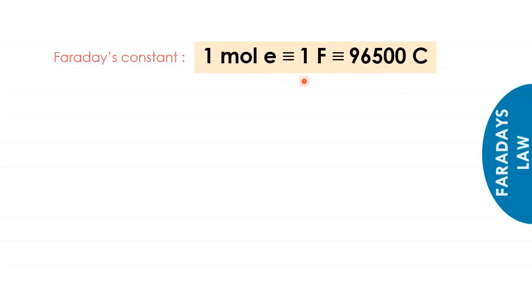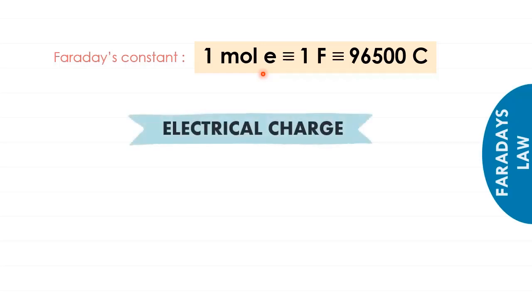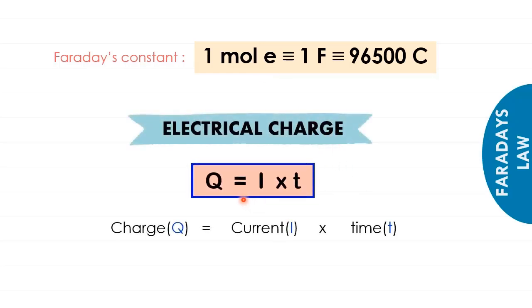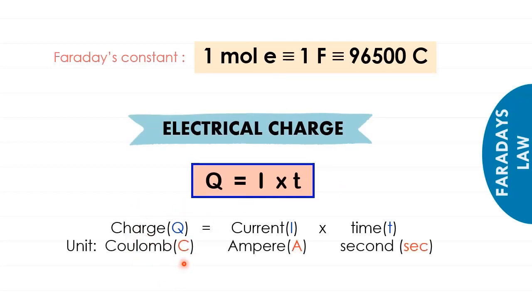We will use this constant to find the electrical charge in coulomb exhibited theoretically by a reaction based on the number of electrons present in the half equations. To find how much electrical charge is exhibited by the reactions in an experiment, we will use the formula Q equals It, where Q is our charge with unit of coulomb, current is I with unit of ampere, and time t with the unit of second.